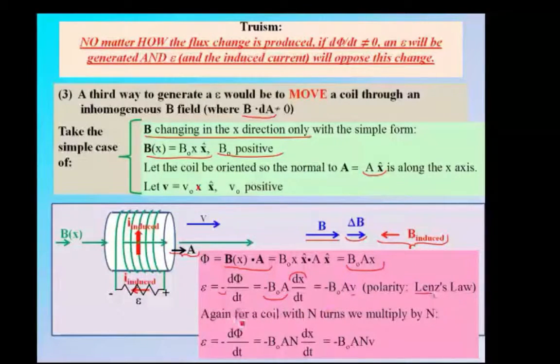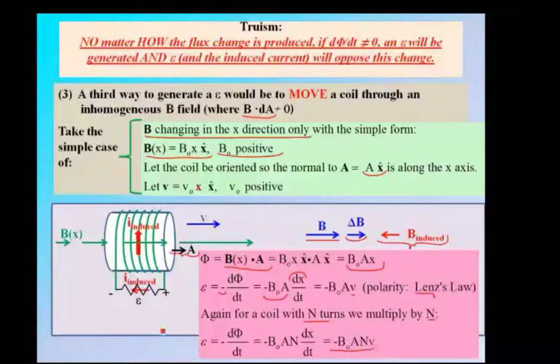Just a reminder, if we have n turns in the coil, we have to multiply by n, so I put that into the expression. Here's epsilon. We've already determined that we have to take the derivative. Here it is again. For n turns, we have minus B0 A N times V.